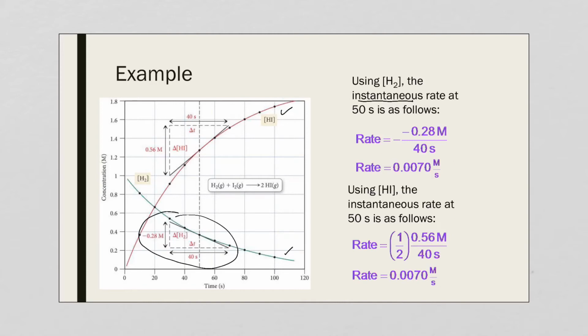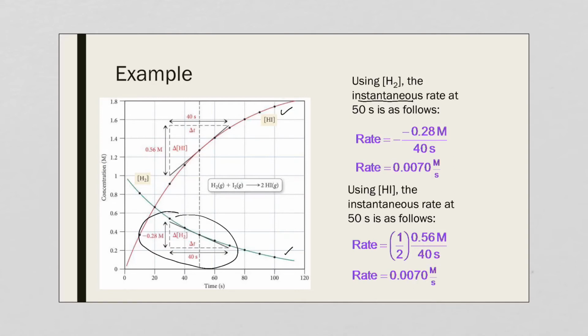And we extend it out, and so we measure our rise and our run. We get our change in concentration, again, as a negative 0.28, right? It's going to be a negative change if we do final minus initial. And the time here is 40 seconds that we've drawn our tangent line. So we have our change in concentration over the change in time. We get an instantaneous rate of 0.007.